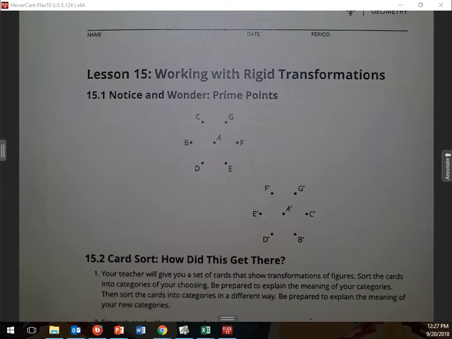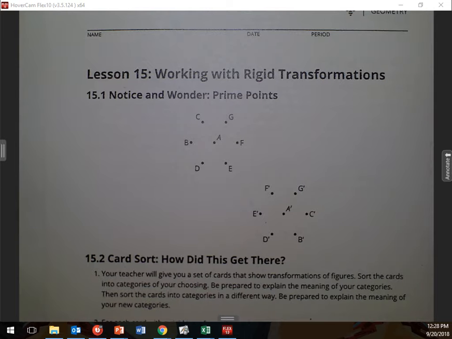Rigid is a transformation that does not change the size or the shape. So this vocabulary word right here is one that you have to have. Rigid is a type of transformation where you do not change the size or the shape. So right here it says notice and wonder.